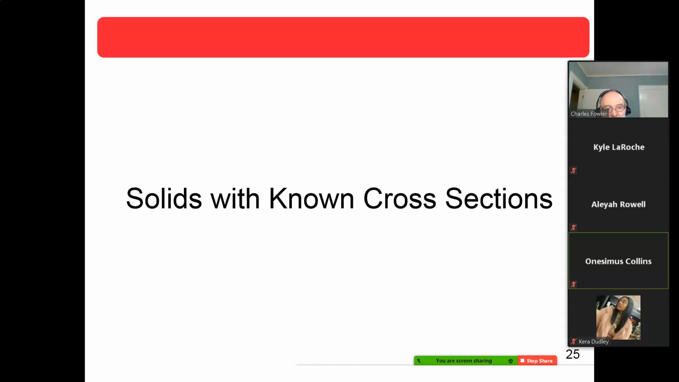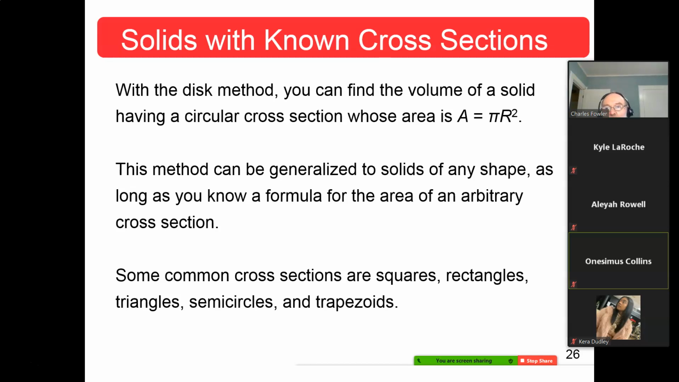Solids with known cross sections. Okay, with the disk method, you can find the volume of a solid having a circular cross section whose area is pi r squared. Most of these are circular cross sections. This method can be generalized to solids of any shape as long as you know a formula for the area of the arbitrary cross section.